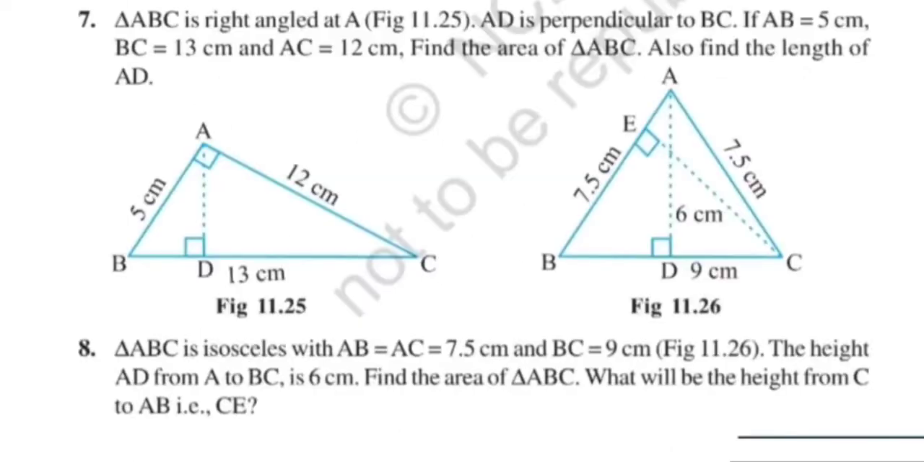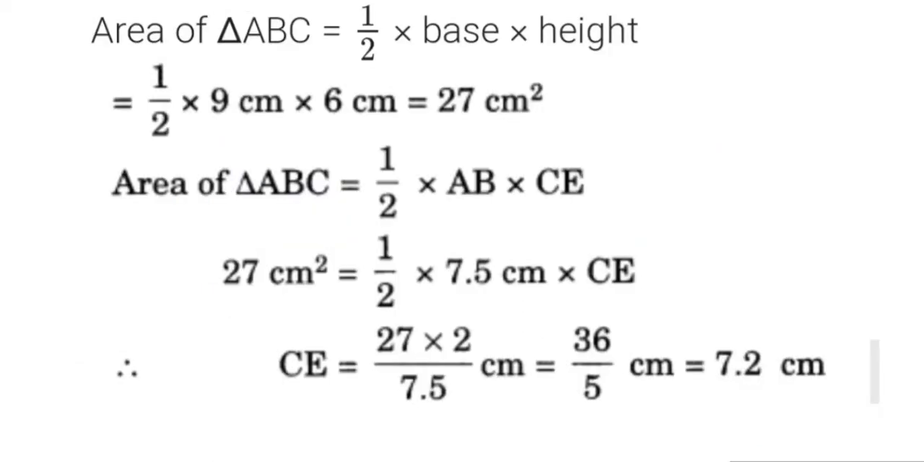Now see the last question, number 8. Triangle ABC is isosceles with AB equal to AC equal to 7.5 centimeter and BC equal to 9 centimeter. The height AD from A to BC is 6 centimeter. Find the area of triangle ABC. What will be the height from C to AB, that is CE? Now let's see the solution.